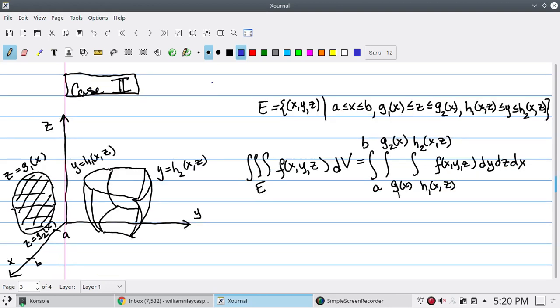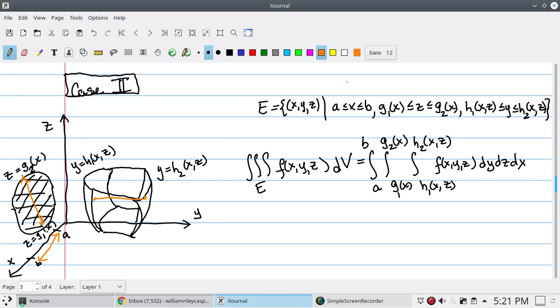For the second case, things change just a little bit. Again, as before, I'm going from a to b in x, so that's not changing very much. But now, instead of going from a certain function of x and y to another function of x and y, I'm doing that same thing for z. So I'm going from g1 of x and z to g2 of x and z. And then in y this time, I'm going from this lower surface, which is a function of x and z, to this upper surface, which is a function of x and z.